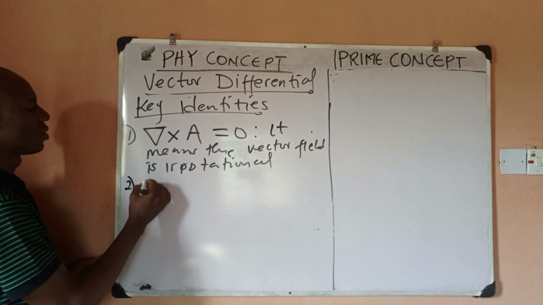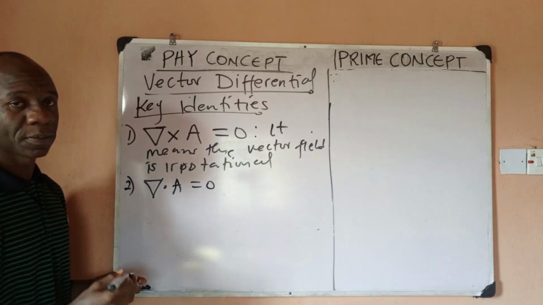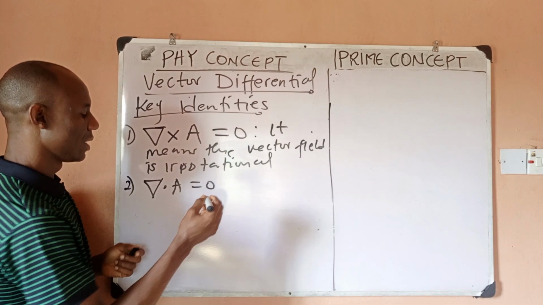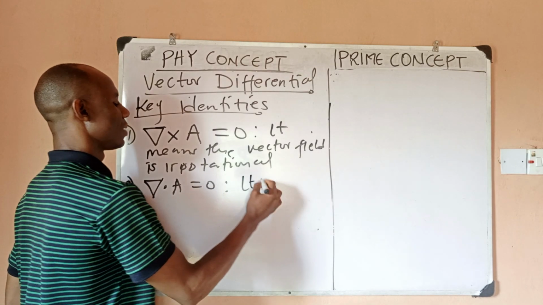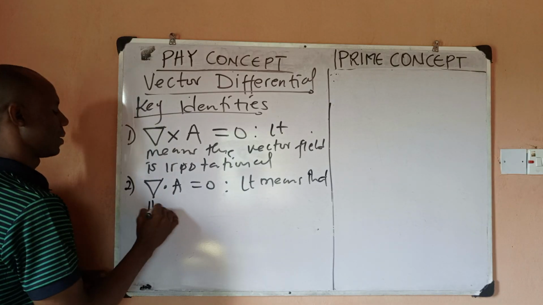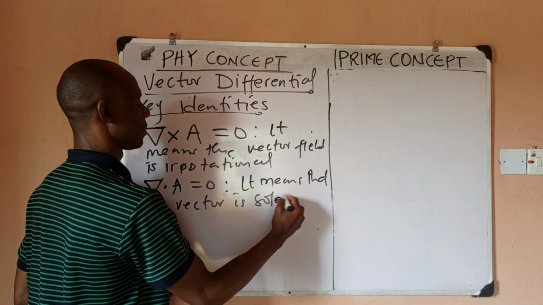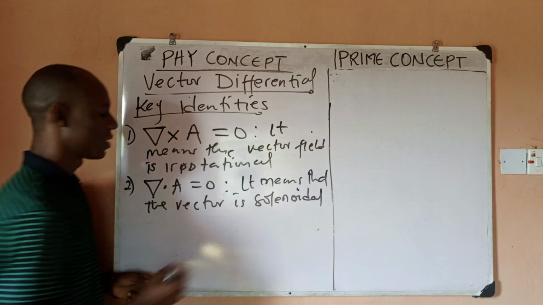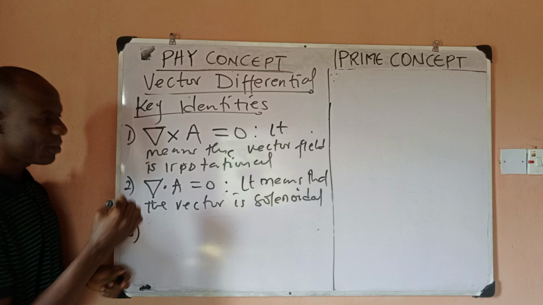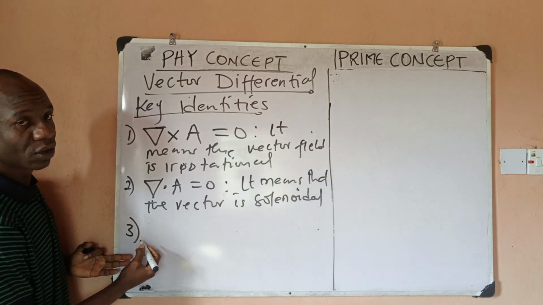Number 2, I want you to note if the divergence of a vector also vanishes. If you have a condition where the divergence becomes 0, it means that the vector is solenoidal. It means that the vector is what? Solenoidal.